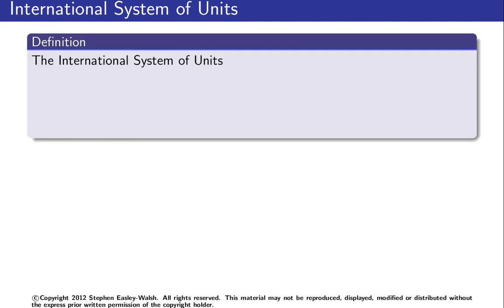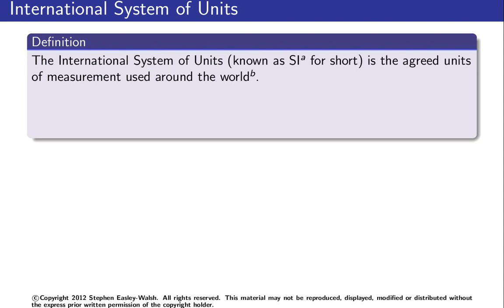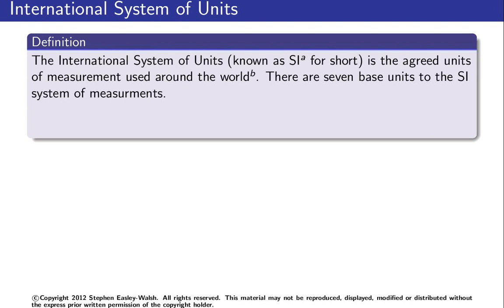Okay, so we'll start off with the International System of Units. So, definition: what is the International System of Units? The International System of Units, known as SI for short, is the agreed units of measurement used around the world. There are 7 base units to the SI system of measurements.